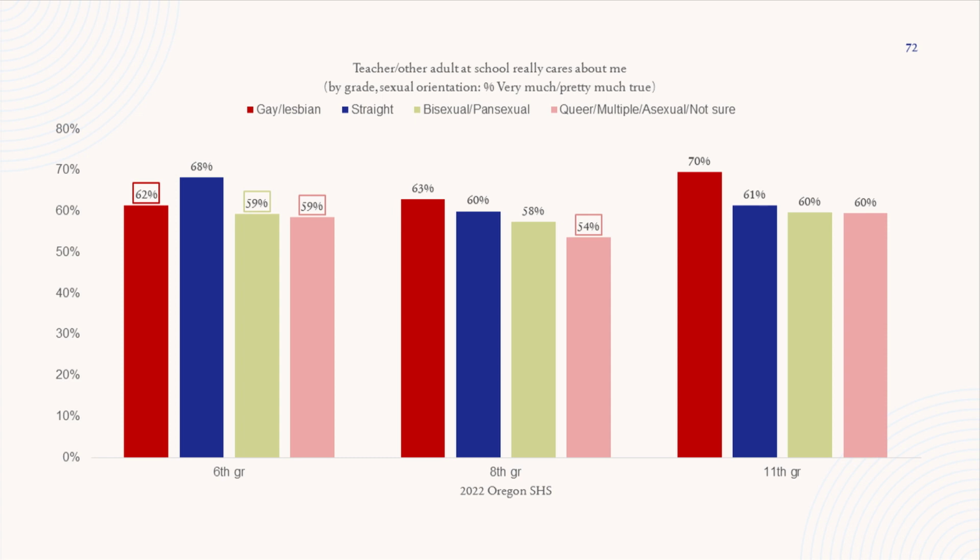Across sexual orientation, we see that youth who identify as gay, lesbian, bisexual, pansexual, and queer are less likely to agree that an adult at school really cares about them, as indicated by the red, the tannish green, and the pink bars.